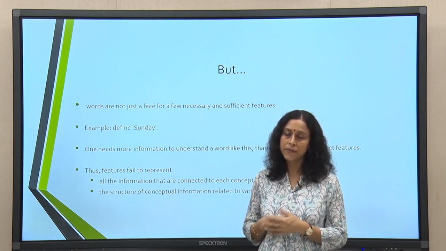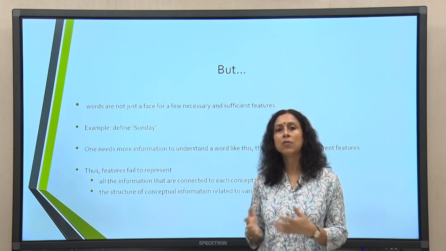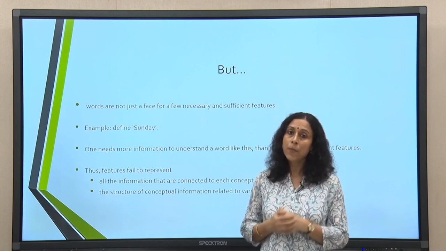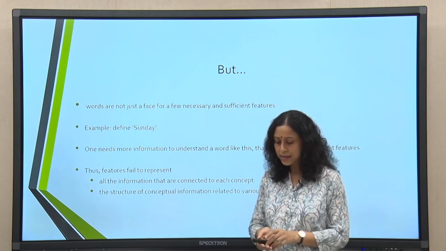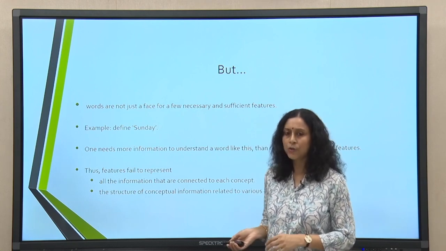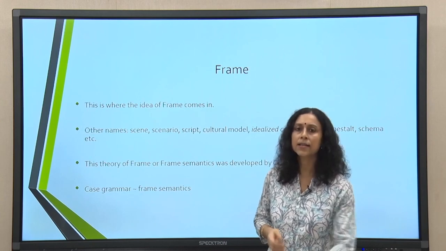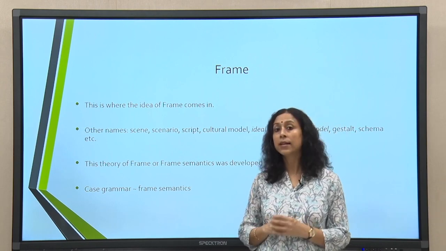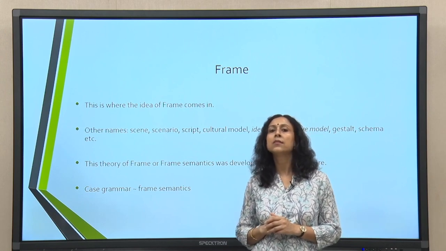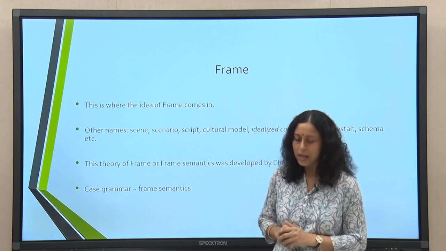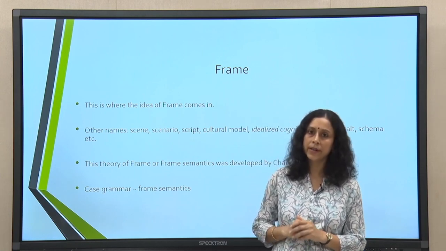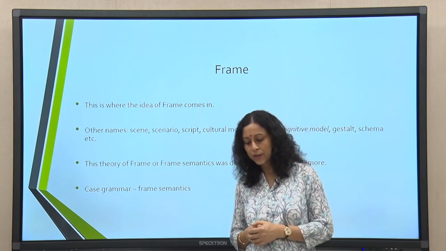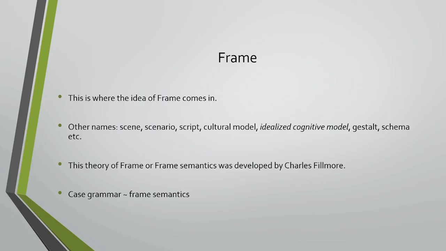So, feature based categories fail to capture the entire amount of knowledge that is necessary and important for us to understand the concept. Let us look at it a little more in detail. There is a structure of information, and various aspects of a category need to be foregrounded in order for us to understand what it means. This is exactly where the concept of frame comes in, and this is what we will look at today, the idea of frame. Frames have been called by various names, like scene, scenario, script, cultural model, idealized cognitive model, gestural schema and so on, but largely all of them refer to the same idea.